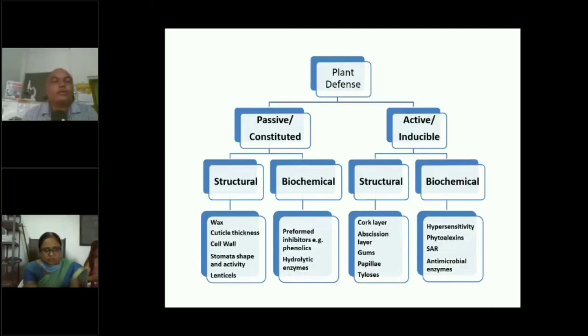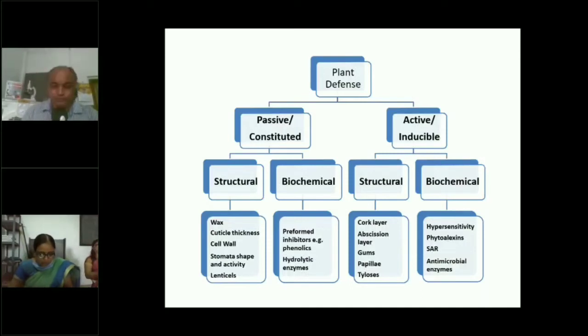In this, we have structural and biochemical resistance mechanisms. In structural, the plant has a wax layer, cuticle thickness, cell wall, stomata shape and activity, and lenticels. These are the structural constitutive ways of plant defense. And there are also biochemical ones, like preformed inhibitors, for example phenolics and hydrolytic enzymes. Some phenolic compounds are present inside the plants, which help plants to have resistance against some pathogens. And some are inducible, that means if you apply something, this resistance will be induced. That is called inducible.